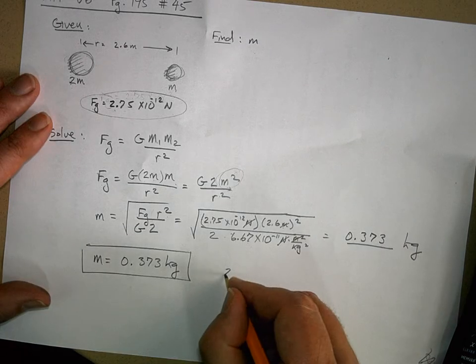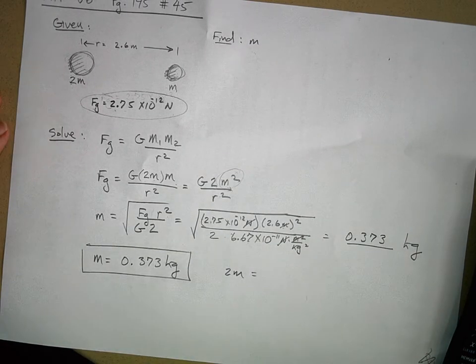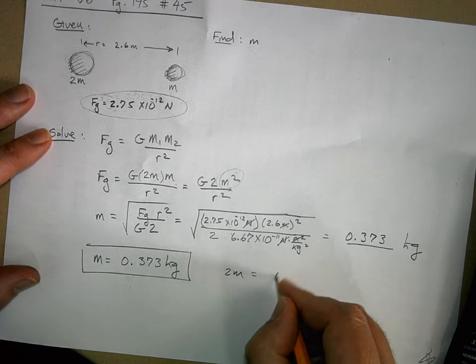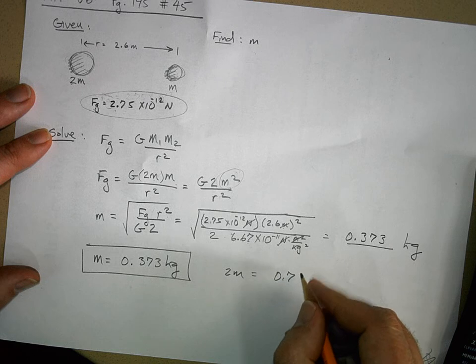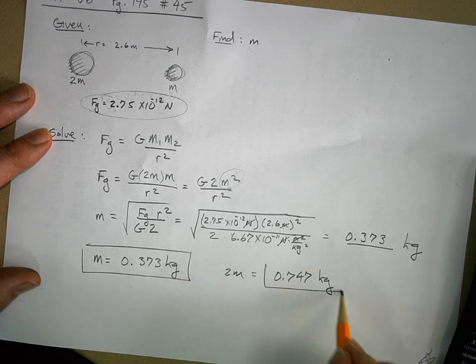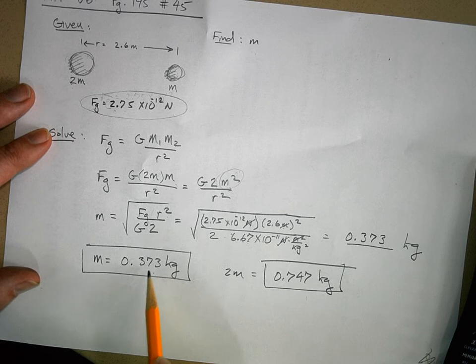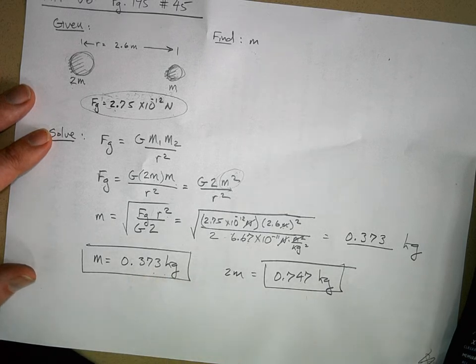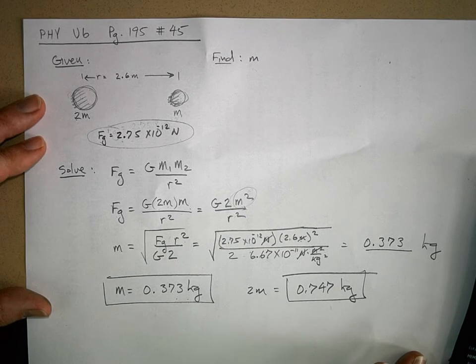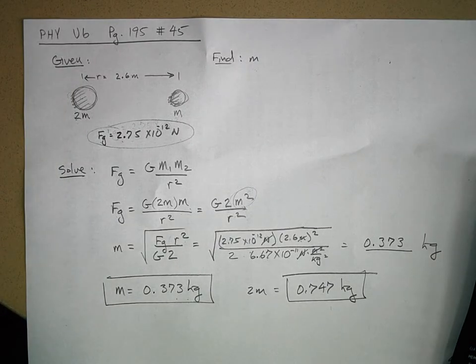Now, 2m, you just take that answer times 2, and you get 0.747 kilograms. And that's the other mass. So just, here's the mass, here's twice the mass. And that is how you do problem 45. That is all.